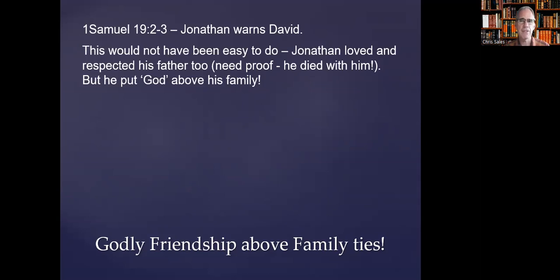This would not have been easy to do. Jonathan loved and respected his father too. And I've got here, do you need proof of how much Jonathan loved and respected his father? Well, he died with him. And he didn't run away. He stood by his father's side while the Philistines cut him down. Okay, but he put God above his family.